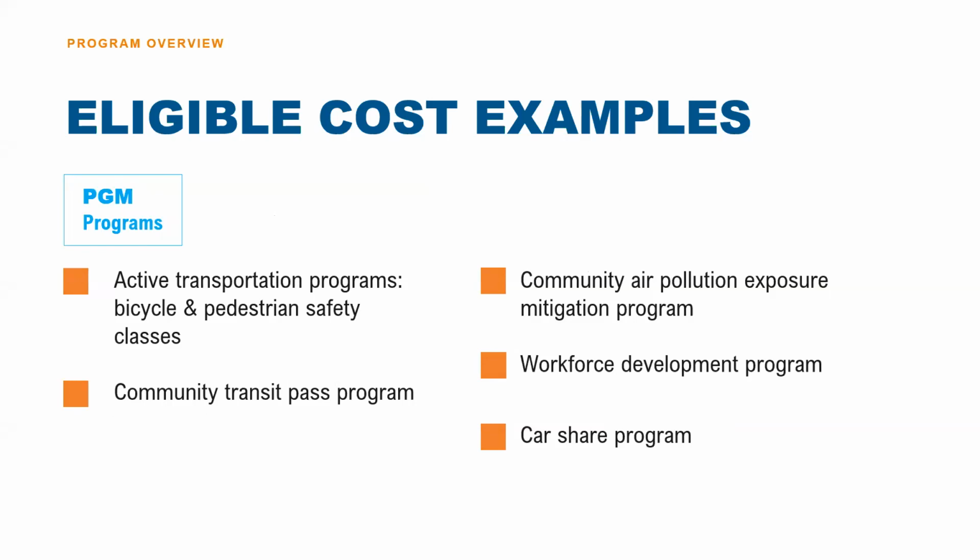The last eligible cost category that could also apply to public partners is the program category. These are some examples: bicycle and pedestrian safety classes, which can be implemented by a local community group or an MPO. In addition to the minimum 3 years that are required as part of an ASIC application, applicants sometimes partner with transit agencies to make transit passes available to the community as well as to the residents of the proposed affordable housing development. Less used are community air pollution mitigation measures programs, but workforce development programs are popular if a local public agency has a workforce development department. You could also use ASIC to help fund car share programs.